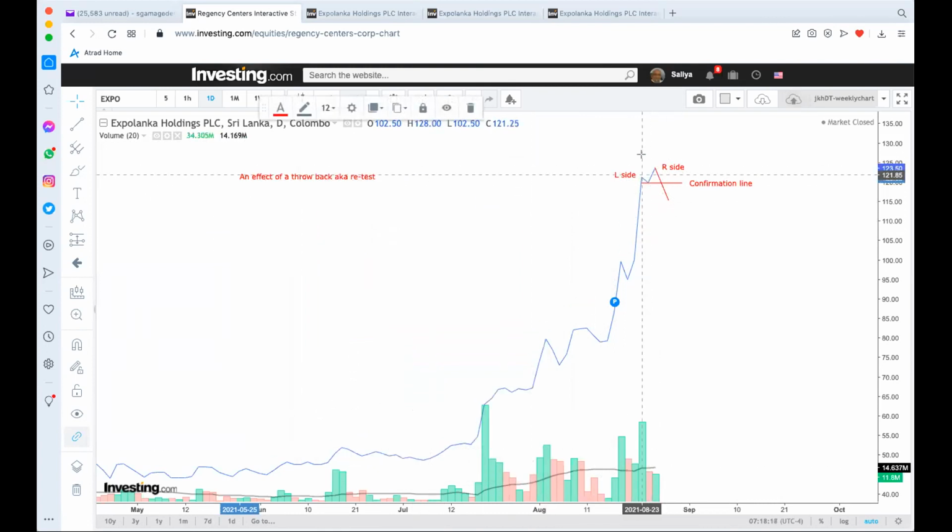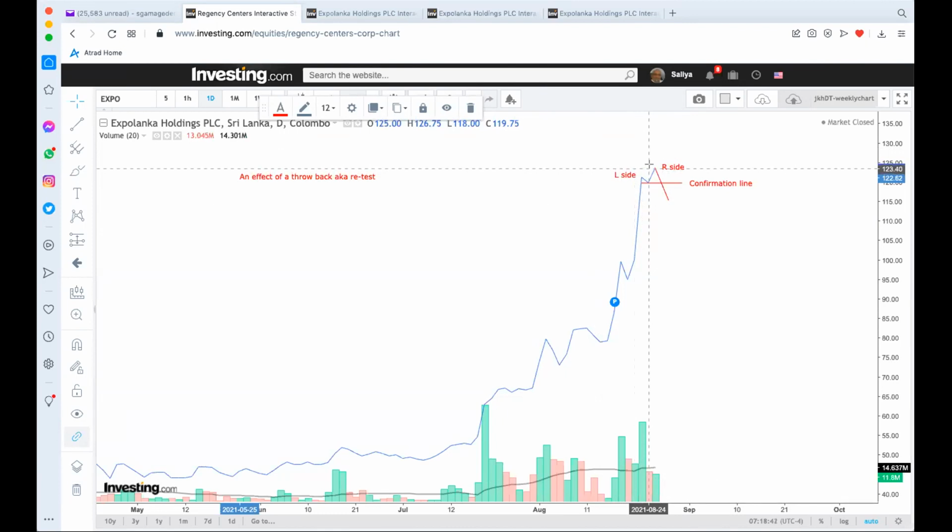It went up to a certain level, threw back. That's why it came down here. Right now it's on its way up. But since there is a throwback here, we need to see whether it's going to come back again and retest this confirmation line and break down, making a reversal, right?